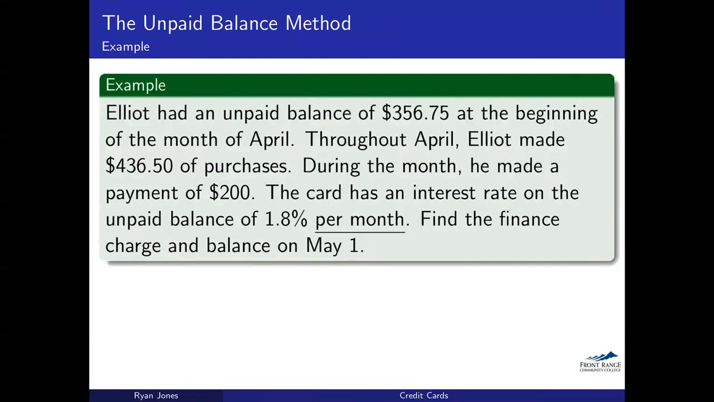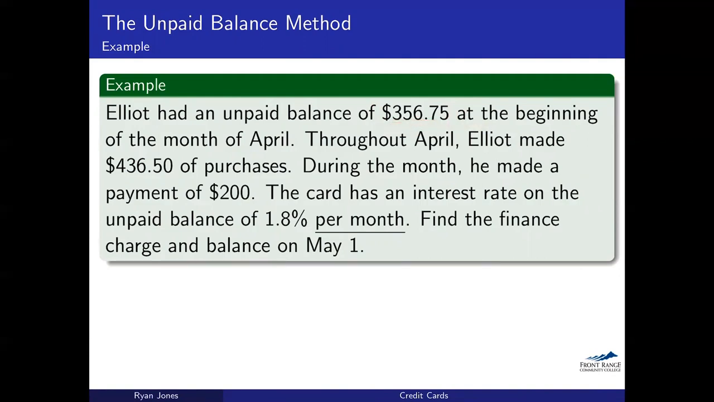So let's say that Elliot had an unpaid balance of $356.75 at the beginning of the month of April. So April 1st, he had an unpaid balance of $356.75. That's just an amount that, basically on April 1st, it says, hey, you owe $356.75. You got to pay this back by the end of the month, or we're going to charge you interest on it. So if he doesn't pay this back by the last day in April, they're going to add interest to this, and then he's going to owe more during the month of May, the next month. So April 1st, that's how much is listed on his statement, that's how much he owes.